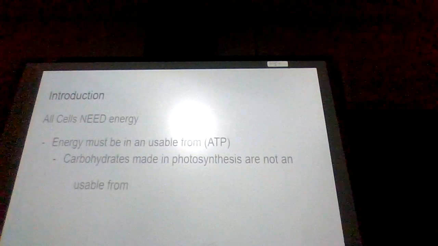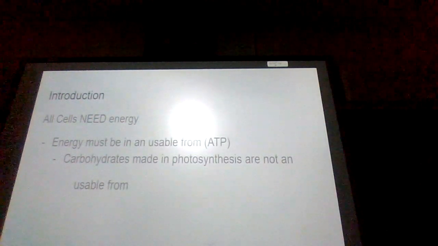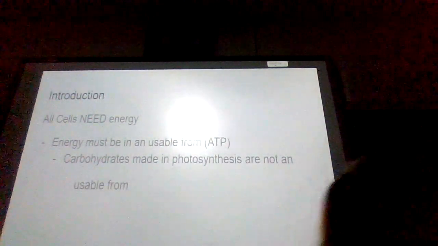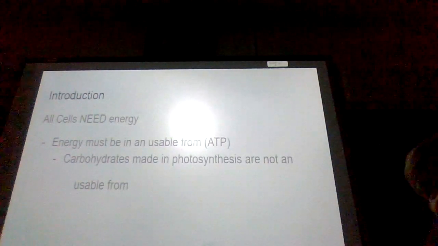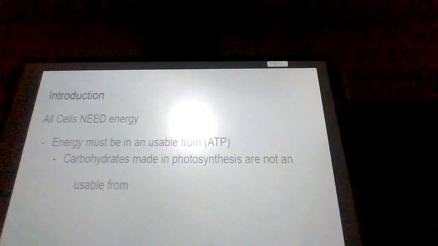So carbohydrates, again, made in photosynthesis, are not a usable form. We tend to think of carbs as providing our energy. Well, it has to be processed in order for our cells to use it.